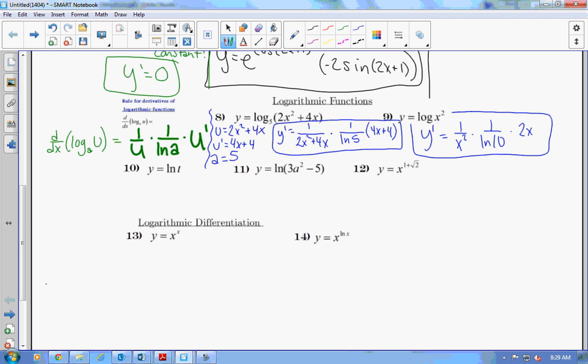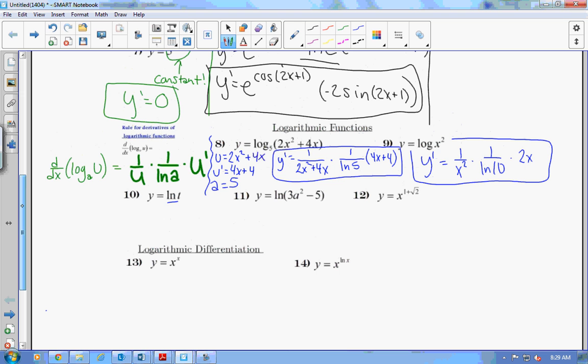Okay, number 10 has natural log. But our rule here is in log form, not natural log. So any ideas? Natural log is log base e.